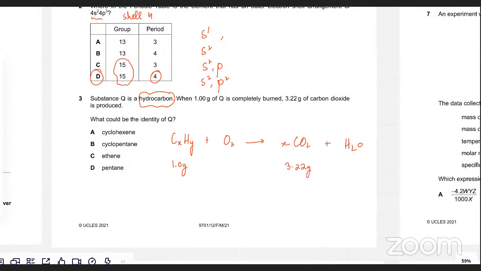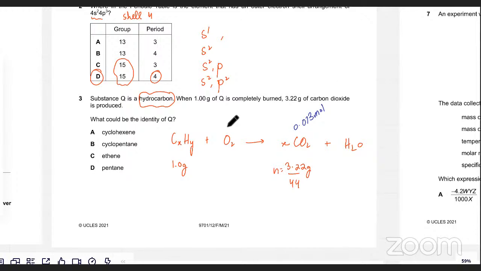Can anyone quickly tell me the moles of carbon dioxide? That would be mass divided by the Mr of carbon dioxide, which is 44. What do you get? 0.073. Are you sure? Yes, sir. So you're getting 0.073 moles of this, right?